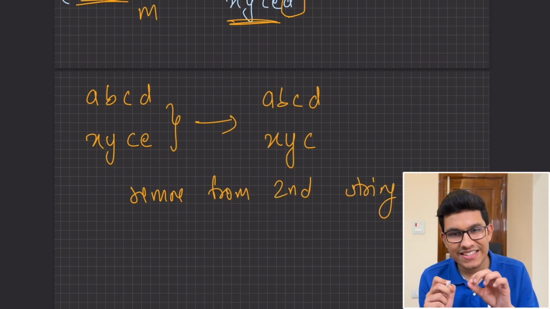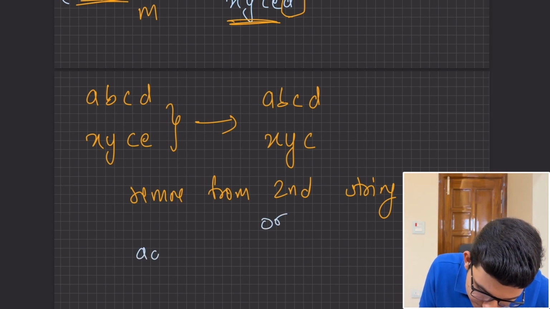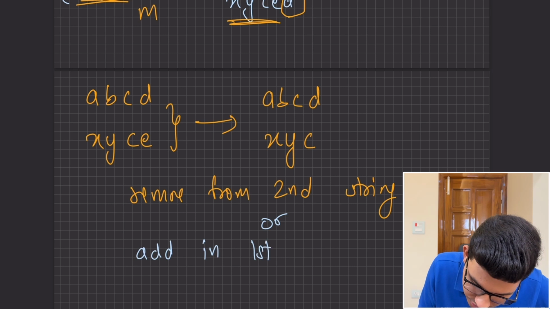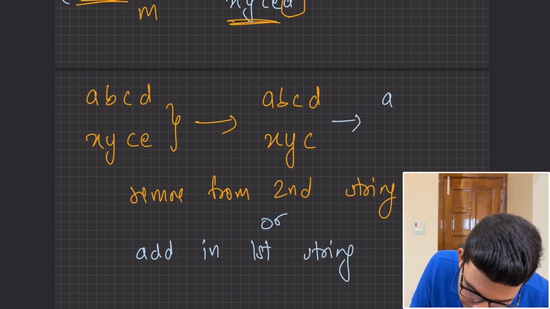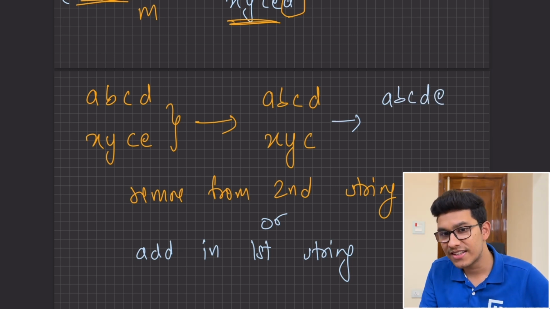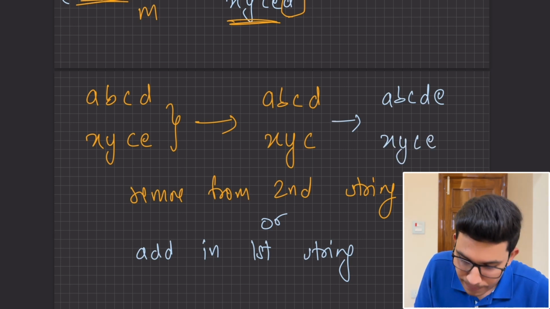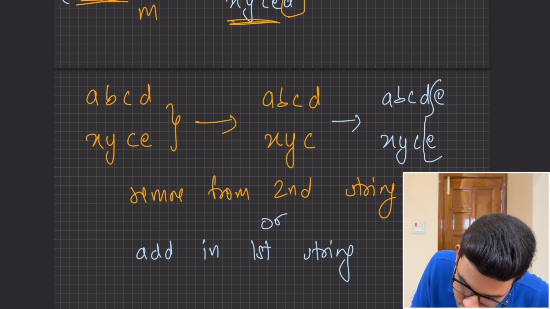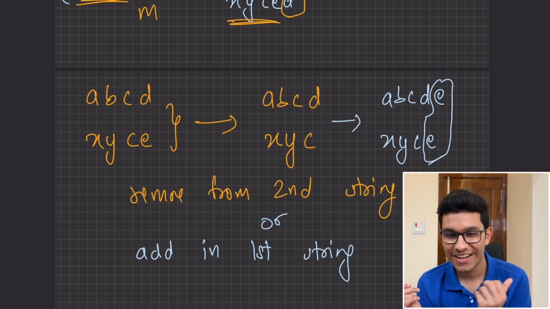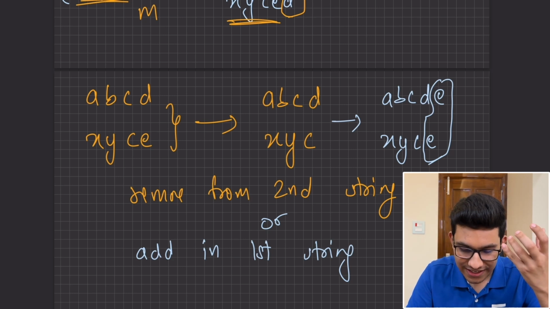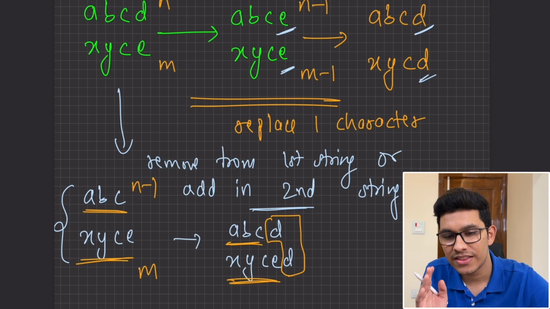Now tell me one thing, isn't this the same as saying add in the first string? If you would have added in the first string, what would that have resulted in? That would have resulted in A, B, C, D, E, because you would have added the same character E into the first string, and the second string would have been X, Y, C, E. Now clearly the last two characters match, so you would discard them and you would still be left with A, B, C, D and X, Y, C, correct? So what I mean to say here is that these two operations, either removing from the first string or adding in the second string, they're both the same.